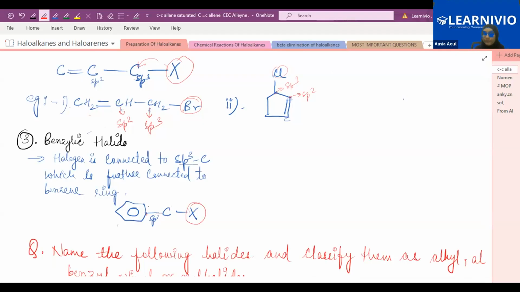Clear? Yes, ma'am. Okay, you can write down the example of this. Suppose there is a benzene ring. The chlorine is attached to this, and further, this is the next.